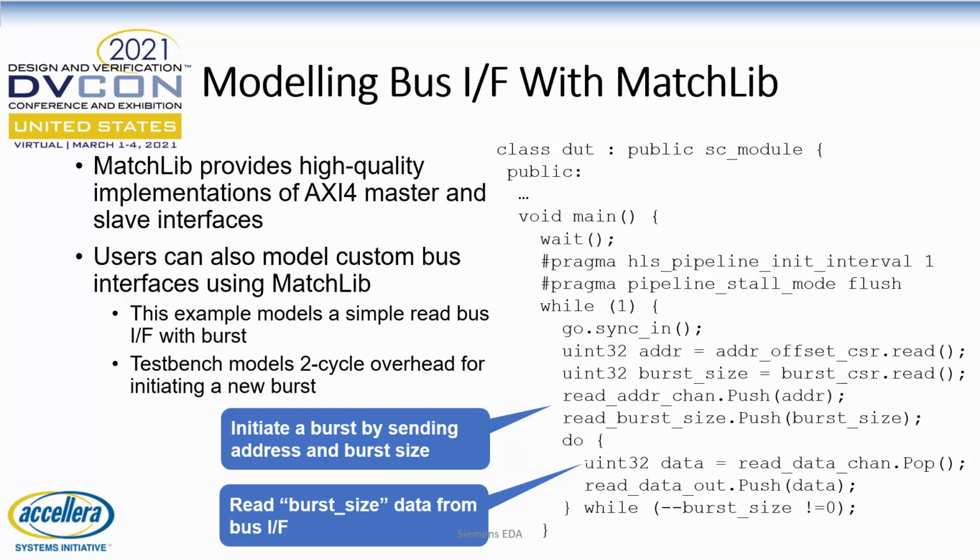Looking at the code example on the right, it does signal reads to get address and burst size information from the top-level design interface, and then does a MatchLib push for both a read address channel and the read burst size. The do while loop then pops data off of the read data channel MatchLib interface and pushes the data out to a read data output channel. It continues to do this until the burst counter reaches 0.